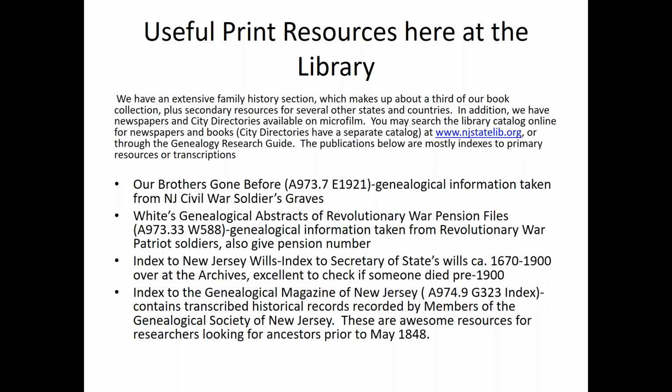Our Brothers Gone Before is a great Civil War resource. The two gentlemen who wrote the book went around to New Jersey cemeteries and looked for Civil War veterans and transcribed their tombstones and then cross-referenced them through Stryker's. So the entries will have whatever information was on the tombstone, so that could include both birth and death dates, possibly, wives' names, and also cross-referencing with Stryker's so you know where the individual served.